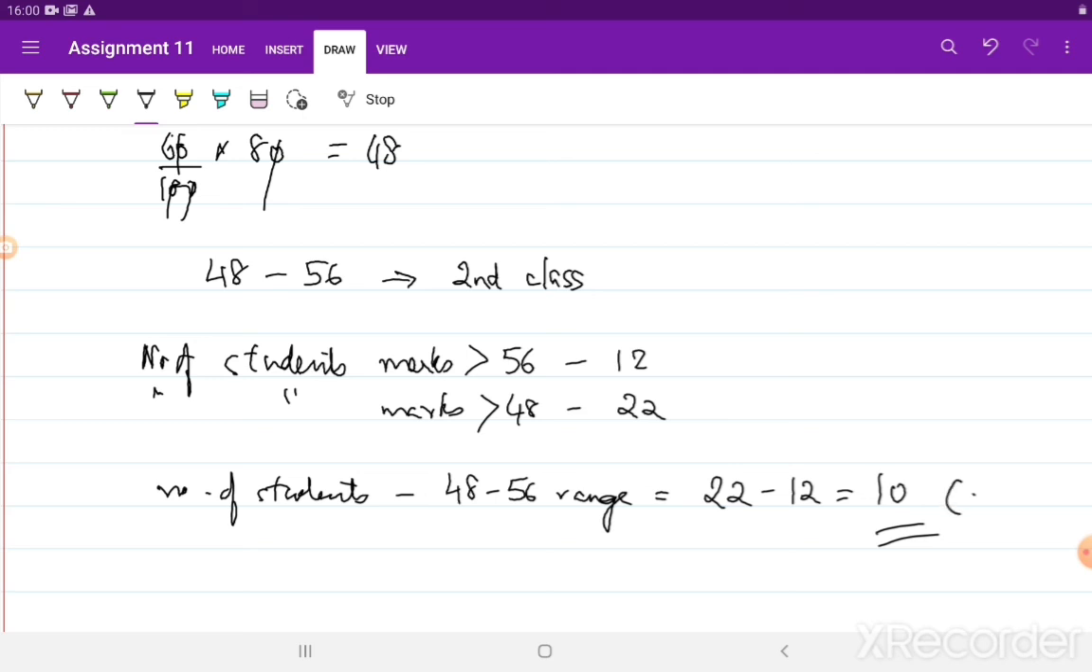Now remember, in the question itself it is mentioned approximately. There might be slight differences depending on how well you have plotted the line, right? So slight differences are allowed. The approximate number of students in this case is 10.